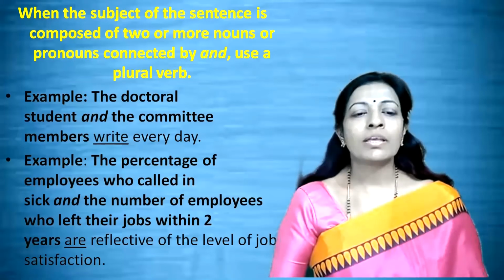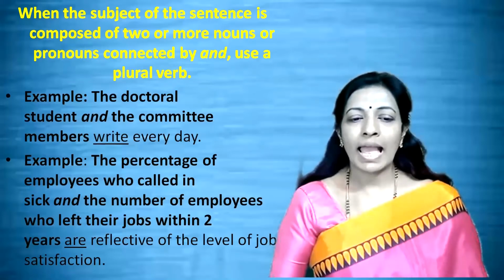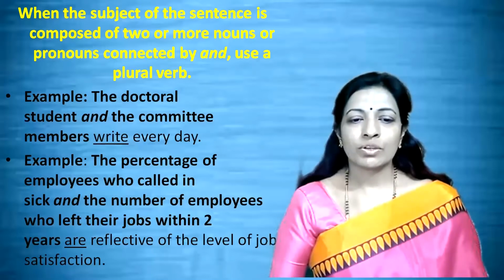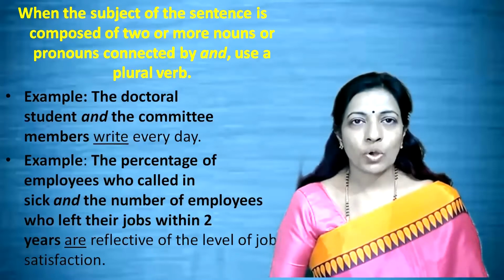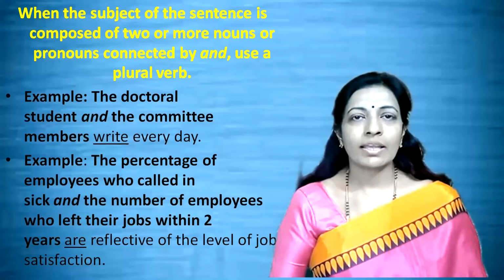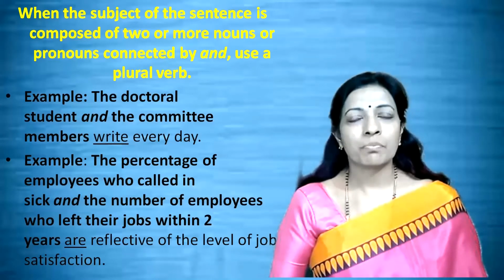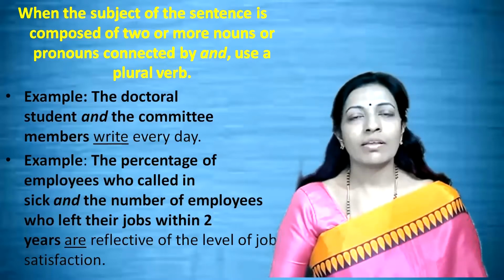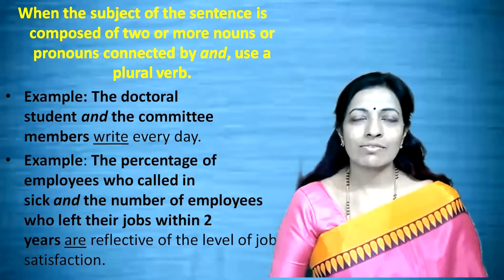For example, the doctoral student and the committee members write every day. So here we find that the subject consists of two nouns, that is the doctoral student and the second noun is the committee members. Both these are connected by the word and. Therefore, this becomes a plural subject and we use the plural verb write, which does not end with s or es.